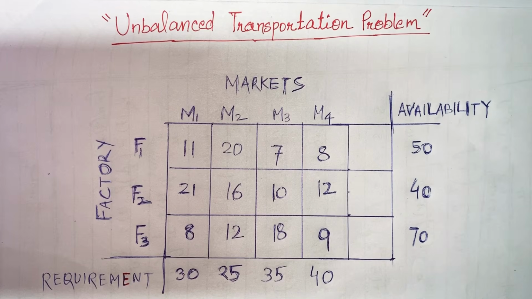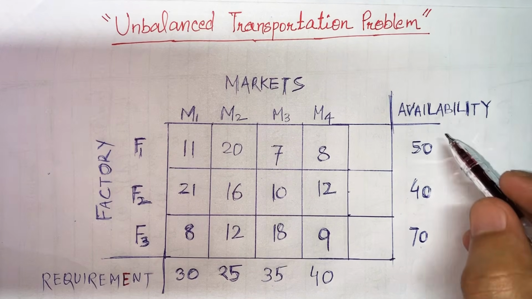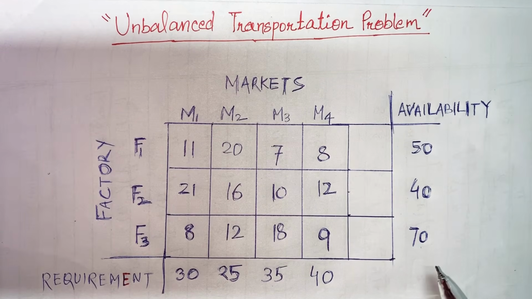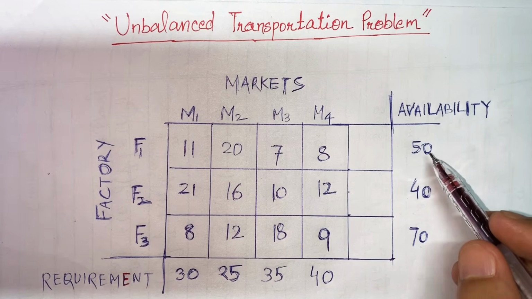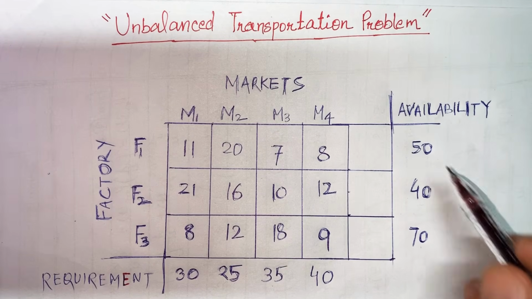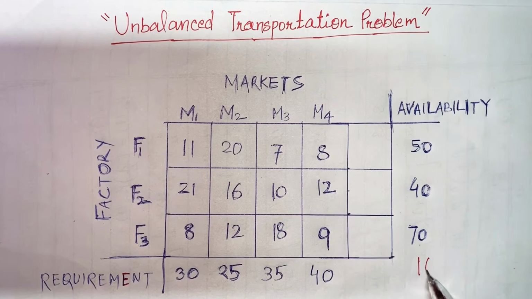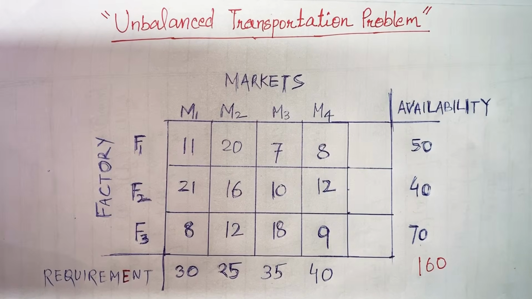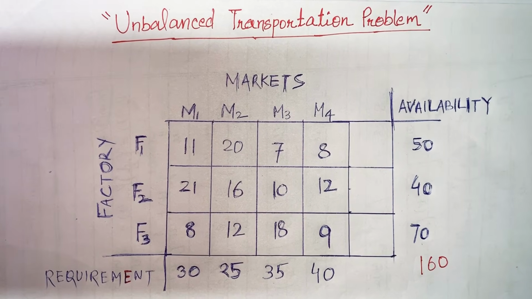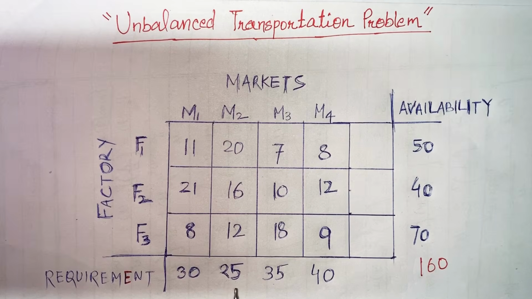In order to proceed to the solution, the first step is to understand whether the problem is balanced or not. So how do I check the balance of the problem? I just calculate the total availability. The availability here is 70 and 40 and 50, which overall is 160 units. That means factories have a capacity to produce 160 units. But when I look into the requirement, 30 and then 25 makes 55, plus 35 makes 90, and 40 more makes 130. The requirement is exactly 130.